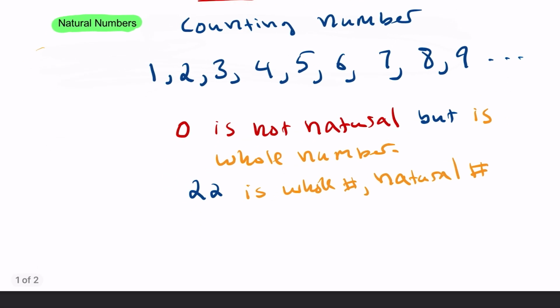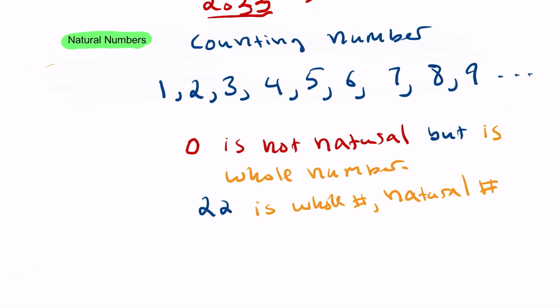How about 5? 5 is a whole number and a natural number. 0 happens to be a whole number but not a natural number, because a whole number is 0 and the counting numbers, and a counting number is just from 1 and continues on. Okay, let's go to the next one.